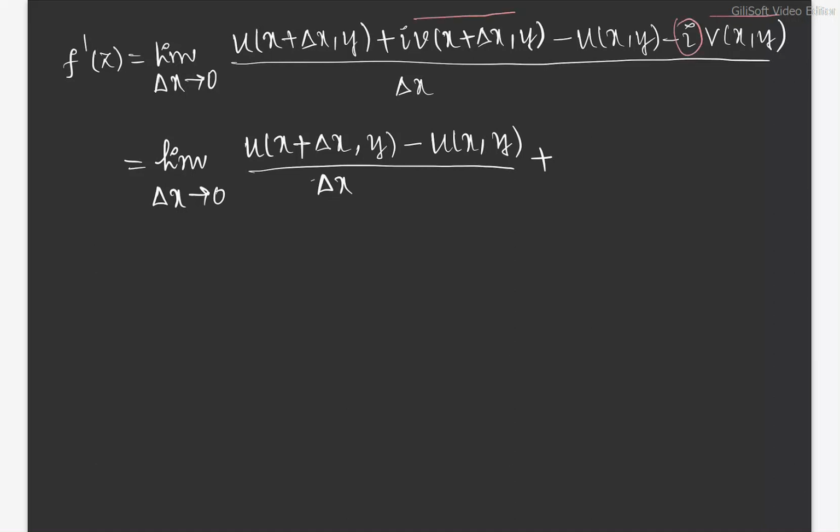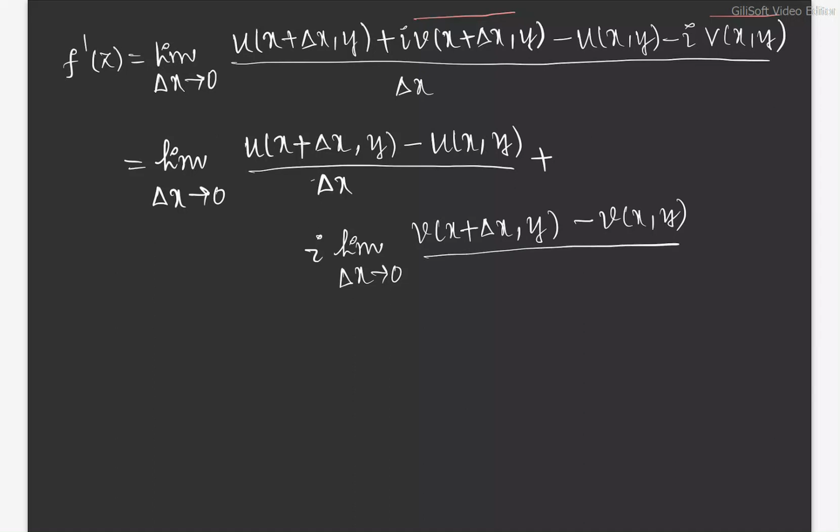Next, if we group the v terms, the i is multiplied to both the terms, so we can take i outside. Then the equation becomes i times limit delta x approaches 0, v of x plus delta x comma y minus v of x comma y divided by delta x.